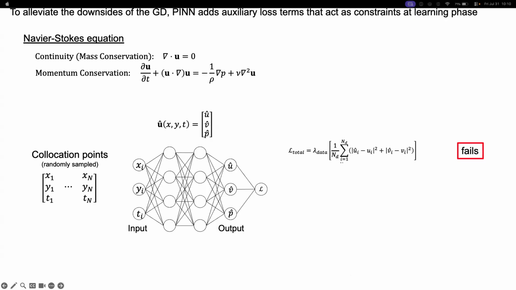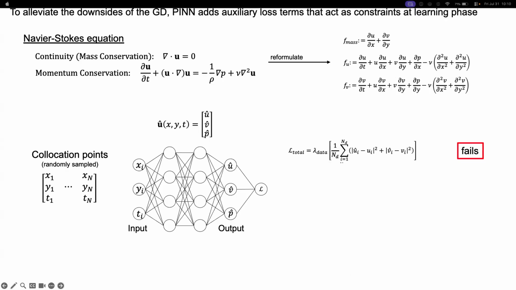To alleviate this problem, we can reformulate the Navier-Stokes equation into these types of auxiliary equations, F1, F2, and F3, which are reformulated from the continuity term and the momentum conservation equation. If our approximated u hat is the correct one, then this term should be 0. In addition, as with all partial differential equations, there is an initial condition and a boundary condition.